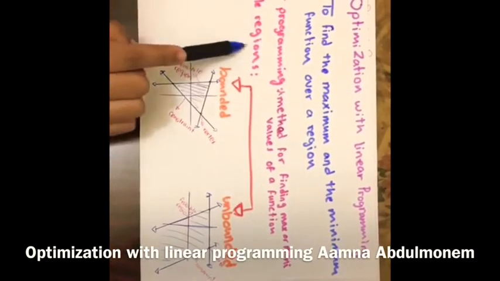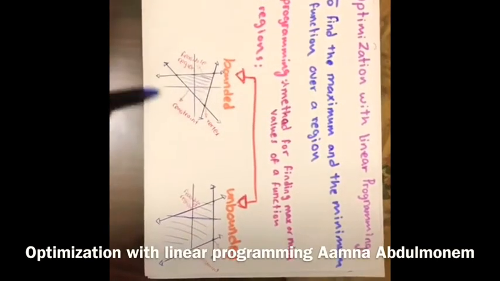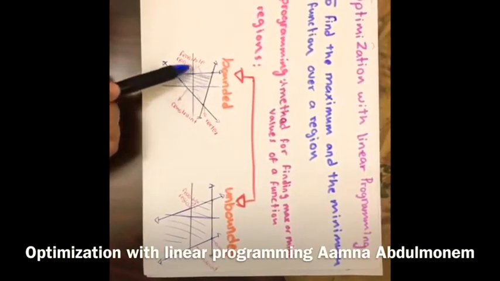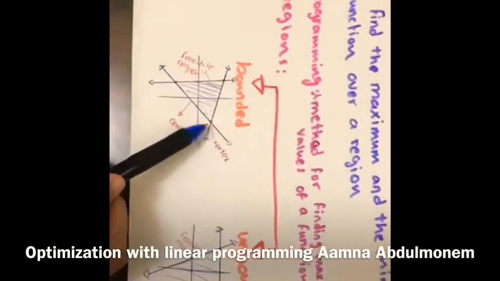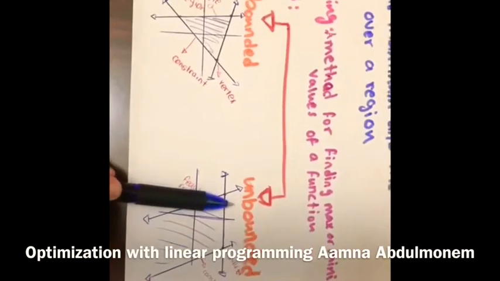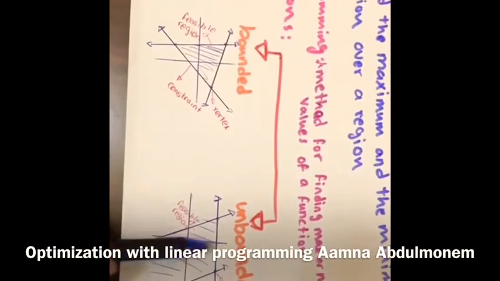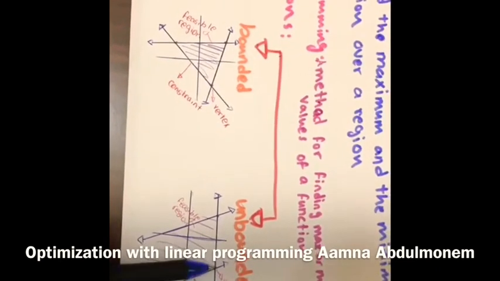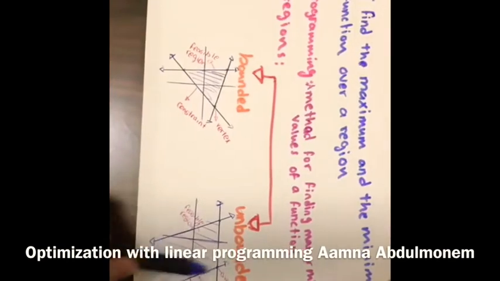The feasible regions are bounded and unbounded. The bounded is the closed one, which has this feasible region, and this is the vertex, and this is the constraint. And the same with the unbounded region, which is the open one, like this. So this is the vertex, and this is the constraint. The constraint is all the lines.